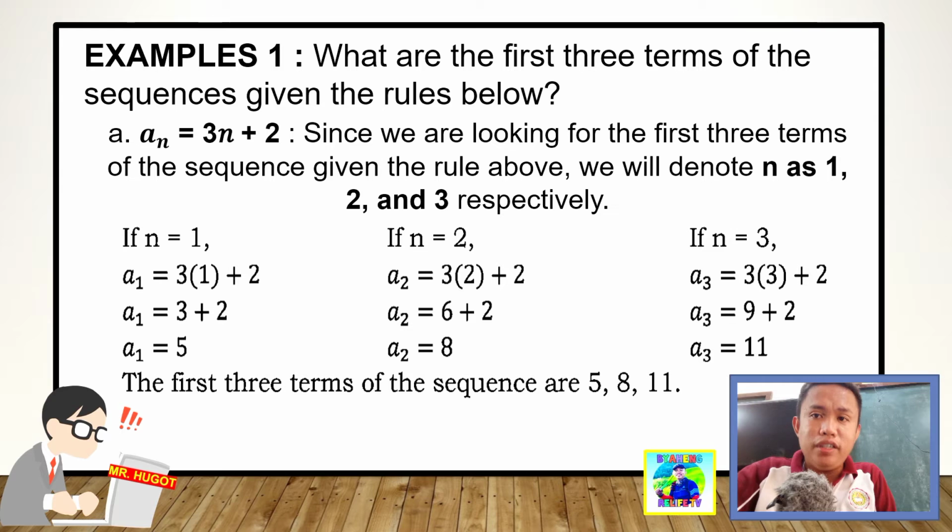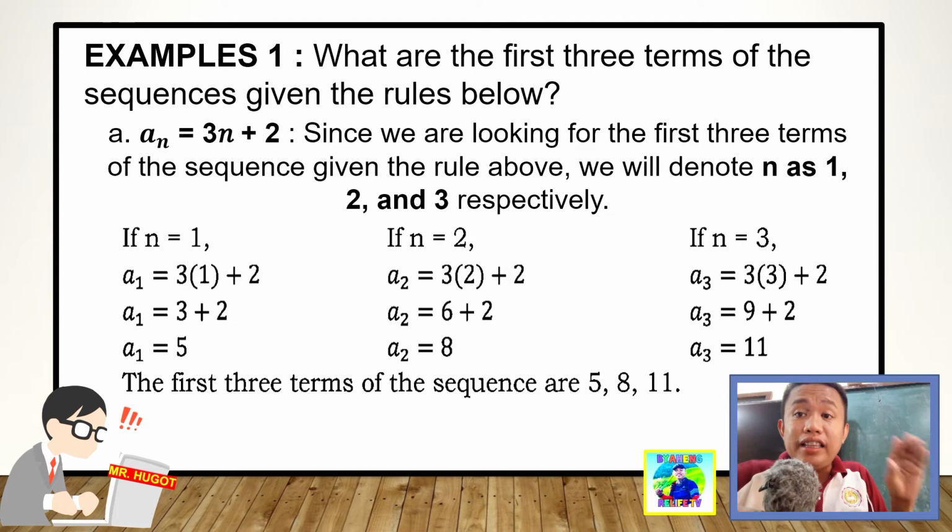That will become 11. Okay? 3 times 3, 9 plus 2, 11. So, the first three terms are 5, 8, and 11. Now, if we're going to continue with that item, guys, kung gusto natin magpatuloy na ganyan ang gagawin natin, ang gagawin niyo po dyan ay uulitin niyo lang po.